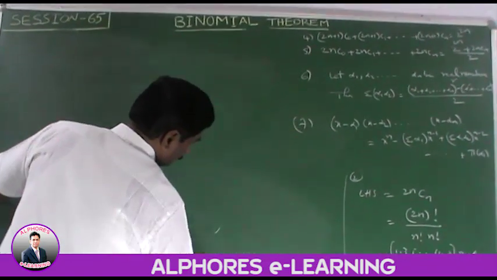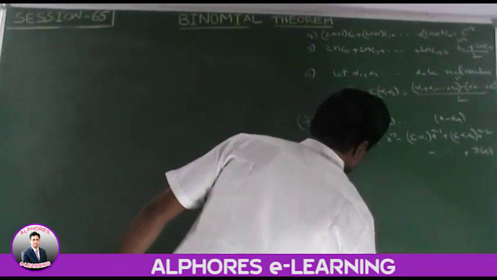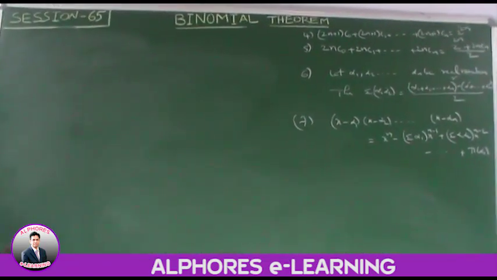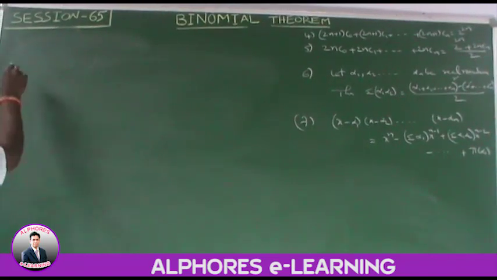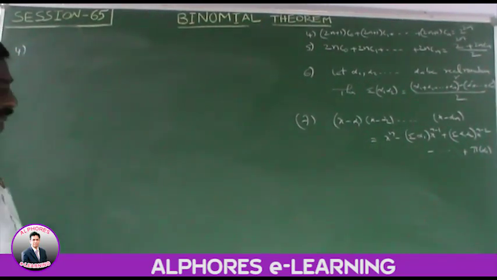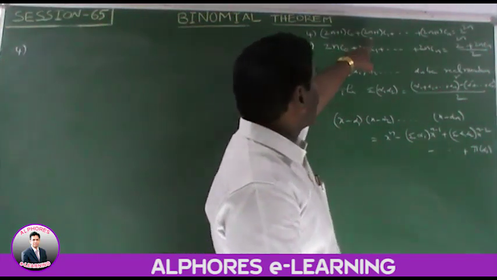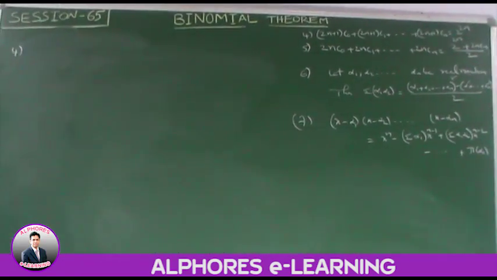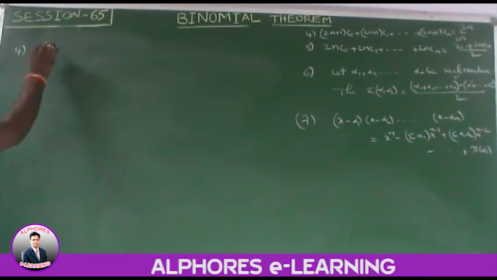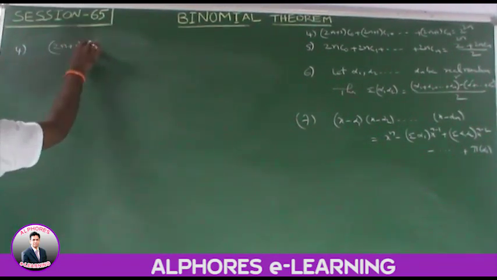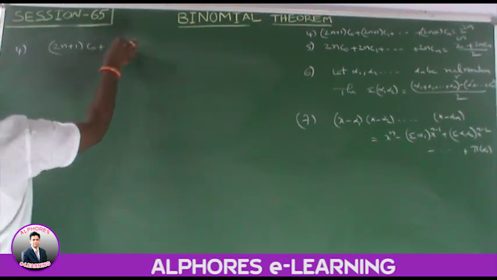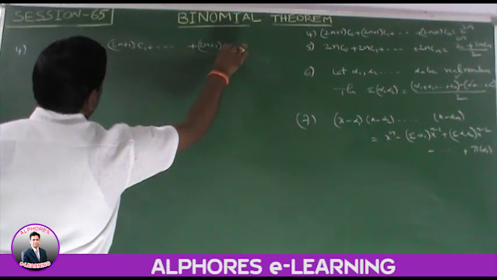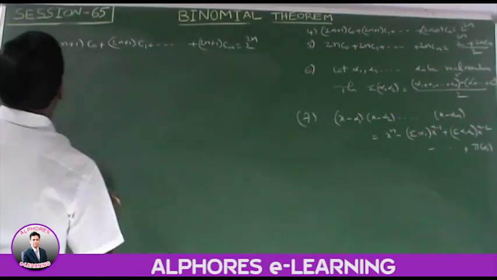Next, the fourth one. Prove that 2n plus 1 C0 plus 2n plus 1 C1 plus so on 2n plus 1 Cn is equal to 2 power 2n. Very, very important.